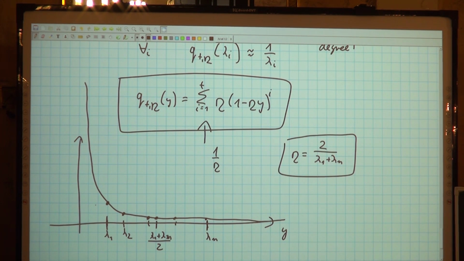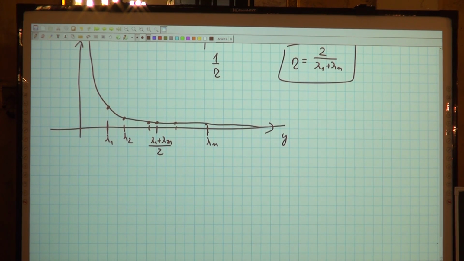So now, what is the question that we should all ask now? Well, the question that we should always ask is, is it really the best way to solve the problem? Is it really the best polynomial we can use? It's definitely a reasonable polynomial to use. Is it the best one? And then you should quickly realize that maybe not.